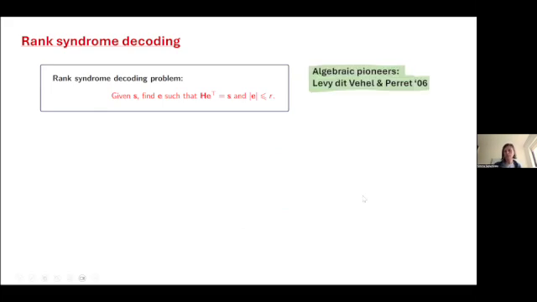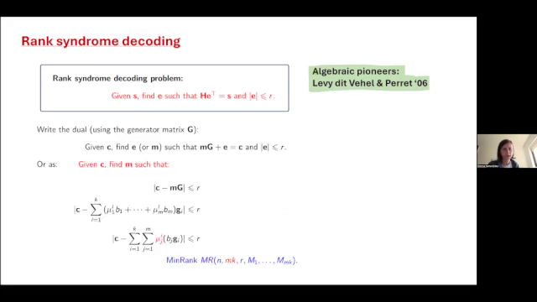Already almost 20 years ago, this was looked at from an algebraic point of view by Lévy, Diderot, and Perret. And it was modeled in a very natural way as follows. What does it mean that we need this error to be of small weight? Well, if we represent the syndrome equation in this form, this can be further represented like this. So this C minus mg needs to be of small rank.